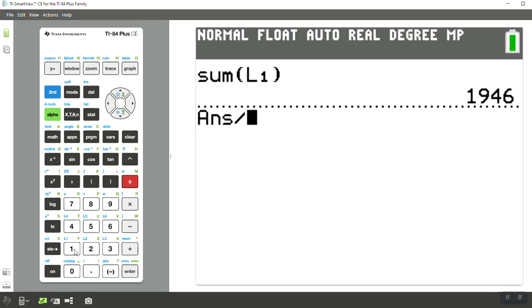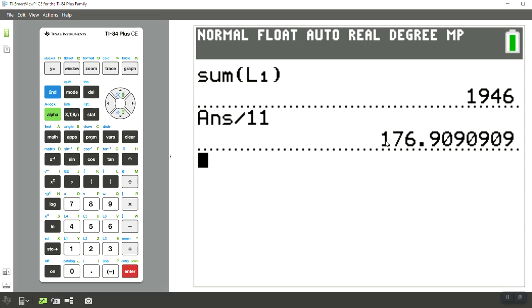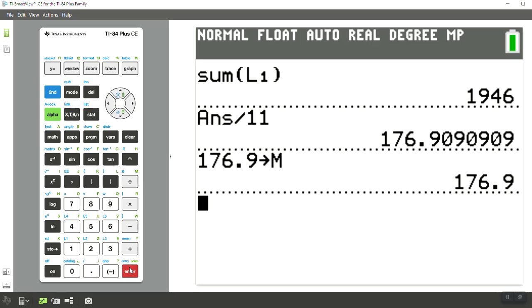But if we divide it by 11, that's a way to find the mean. We'll go one more decimal place accurate than all of the whole number values, so the mean we'll use is 176.9. I'm going to store that into the variable M for obvious reasons because it's the mean. I use the store button above the on button and push alpha divided by, because above that is a green M. From now on, it will use 176.9 in M's place.